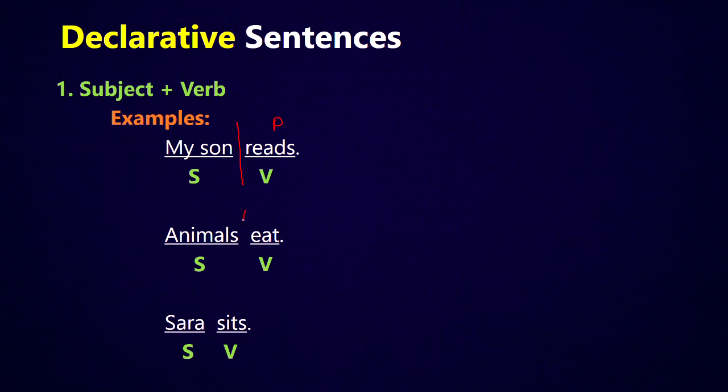Animals eat. So we've got subject and we have predicate. So who are we talking about? We're talking about animals. What are we saying about animals? We're saying that they eat. Sarah sits. Who are we talking about? We're talking about Sarah. What is Sarah doing? Sarah sits. So this would be the first kind of declarative sentence. It's just a subject and a verb. And in this case, the verb doesn't have an object. It's just the verb by itself.